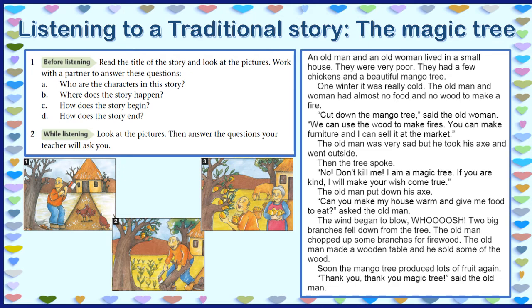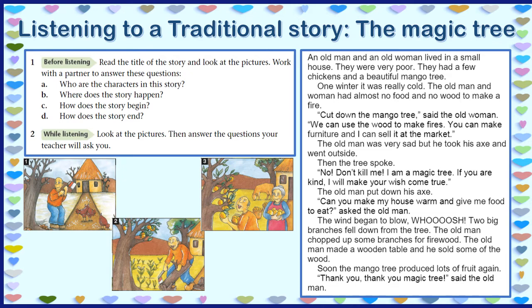So here we go. An old man and an old woman lived in a small house. They were very poor. They had a few chickens and a beautiful mango tree. One winter it was really cold. The old man and woman had almost no food and no wood to make a fire. "Cut down the mango tree," said the old woman. "We can use the wood to make fires. We can make furniture and we can sell it at the market."